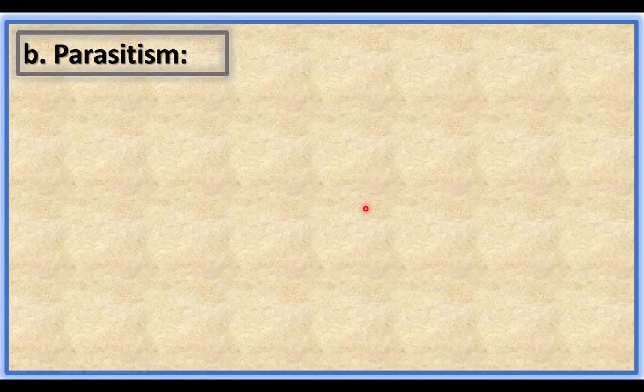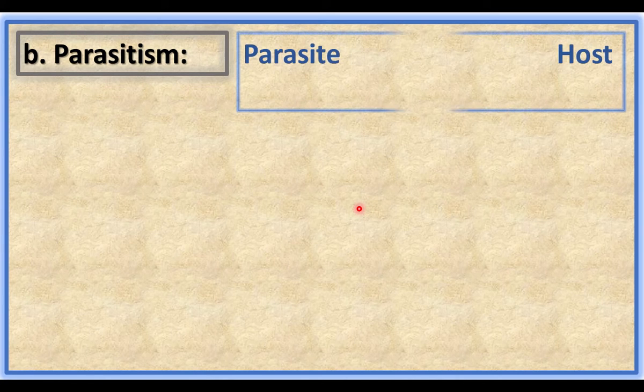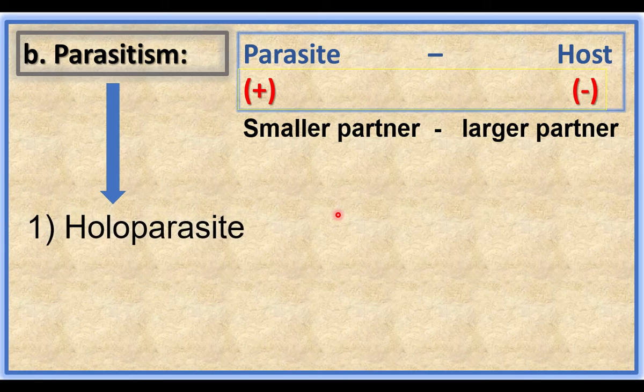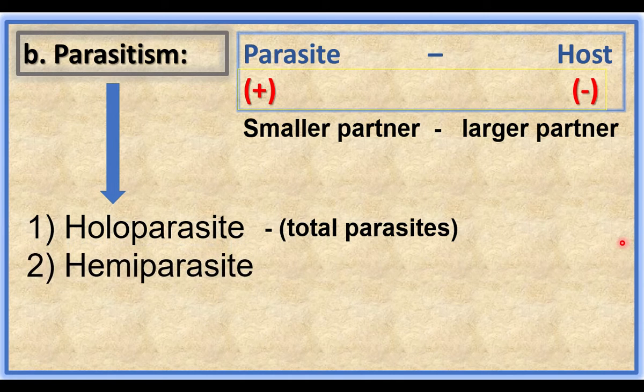Parasitism is an interaction between a parasite and a host. Here the parasite is benefited and the host is harmed. One of the members is larger. The smaller partner is the parasite and the larger partner is the host. There are two kinds of parasitism: holoparasite, or total parasite, and hemiparasite, or partial parasite. Total parasites fully depend on the host.